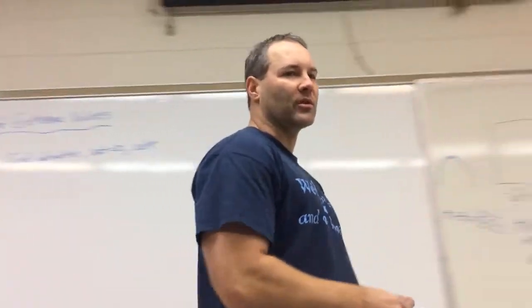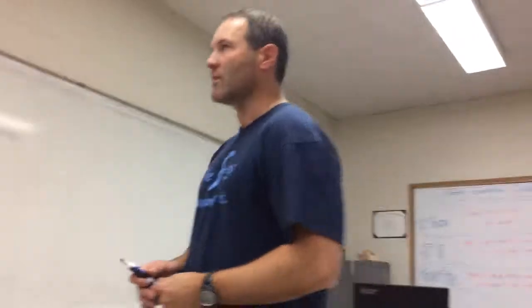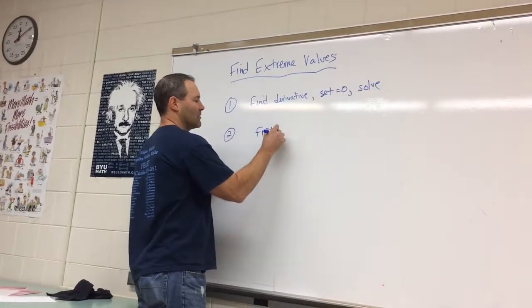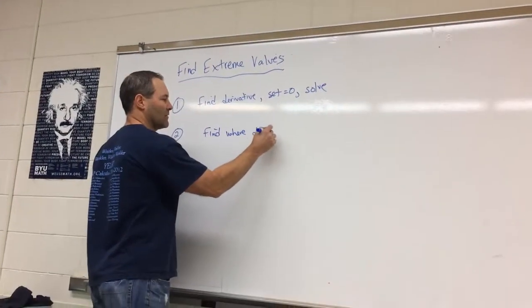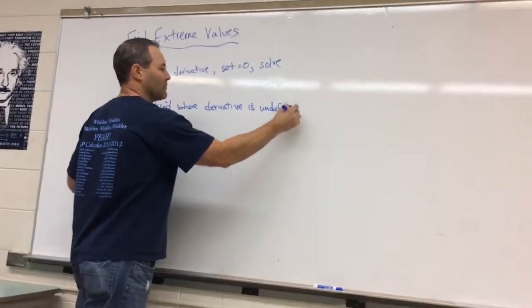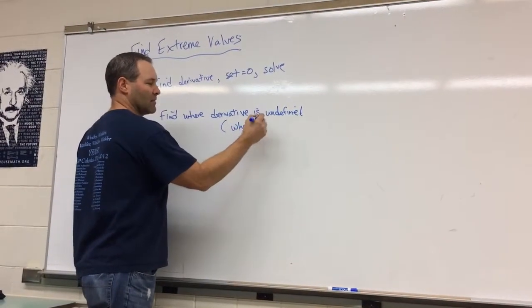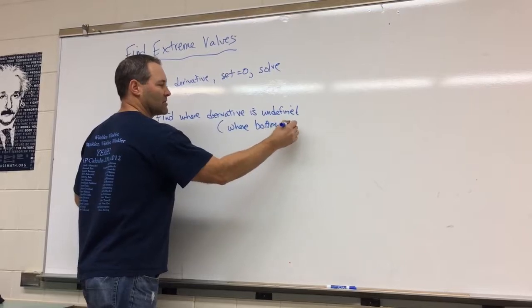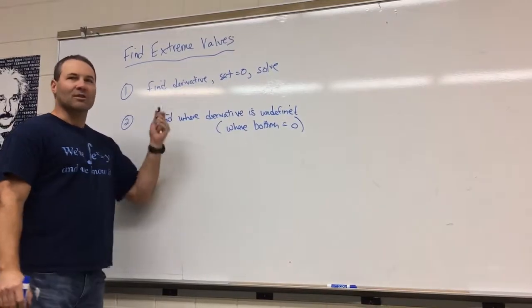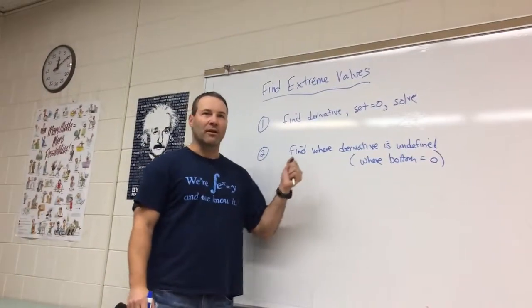Another extreme, so they're called extreme values or extrema. Some people call them that, I call them extrema. Another time where it could happen is where the bottom of the derivative is 0. So kind of where the derivative is undefined, but more specifically, where the bottom equals 0. Okay, so an extreme value could occur there.